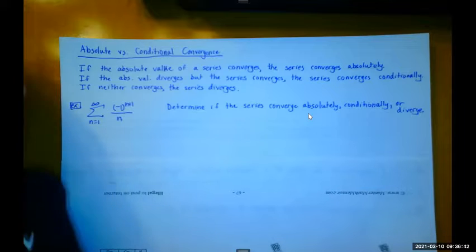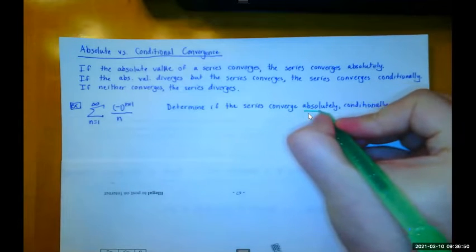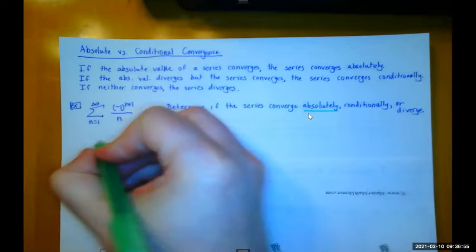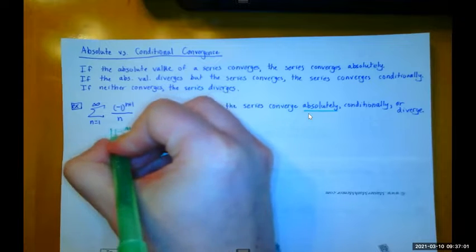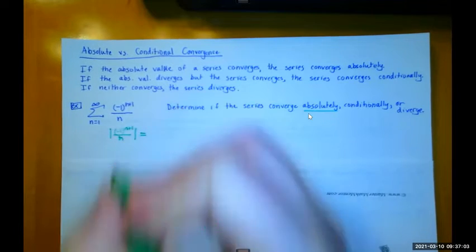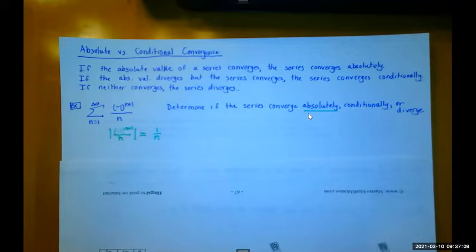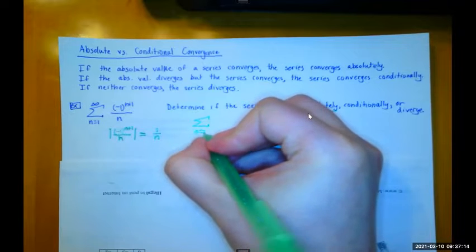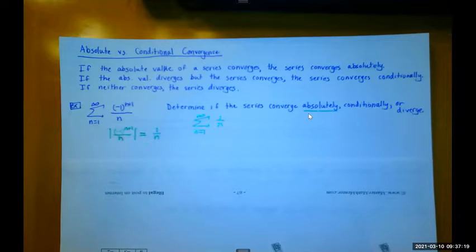So we begin by considering absolute convergence. Absolute convergence means I take this series right here. I take the absolute value of the nth term, and I write down the result. The result is 1 divided by n. So this then is the series I'm going to look at, and I'm going to consider the convergence or divergence of.